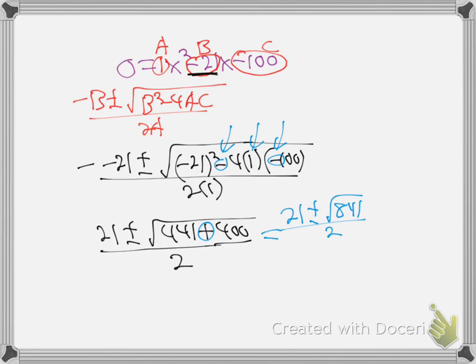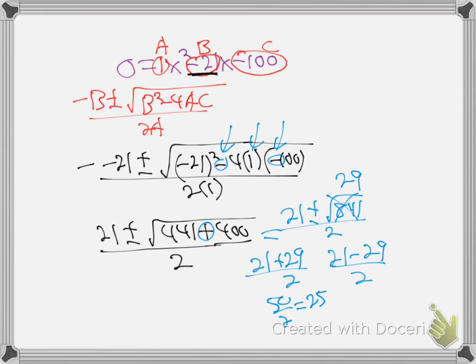If you square root 841, it's like 29? Yes. So it's 21 plus or minus 29 over 2. In fact, let me just move this to the side. So this is 29. So what does that mean? It's 21 plus 29 over 2 and 21 minus 29 over 2. See how I'm doing the two options? And so that's 50 over 2, which is 25, or minus 8 over 2, which is minus 4. There's the two answers, 25 and minus 4.